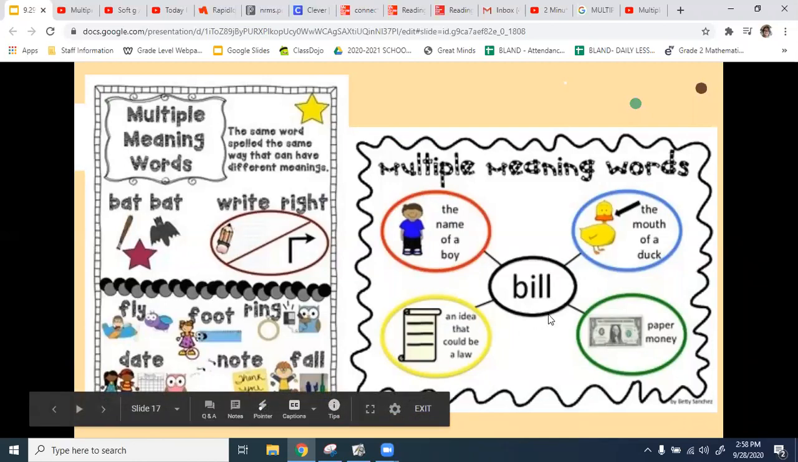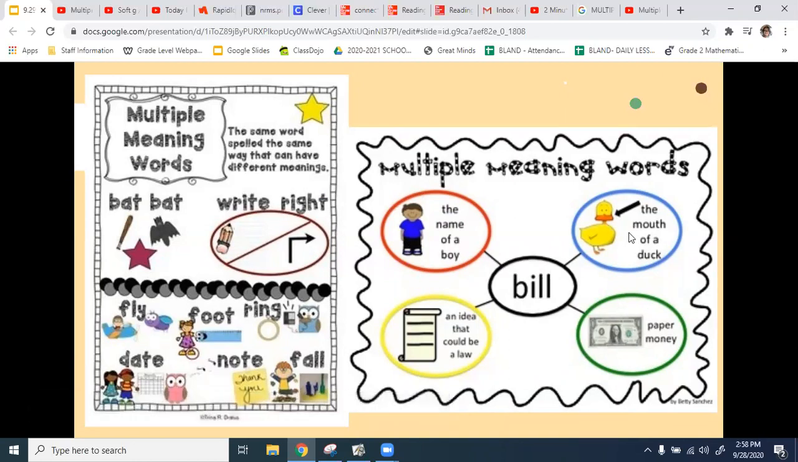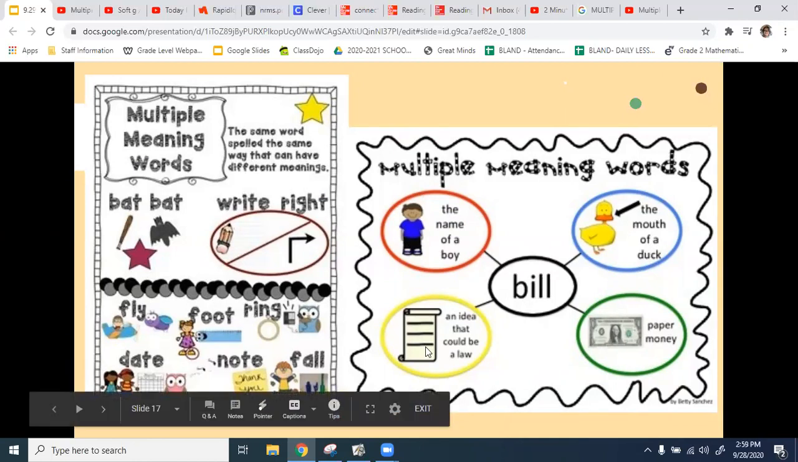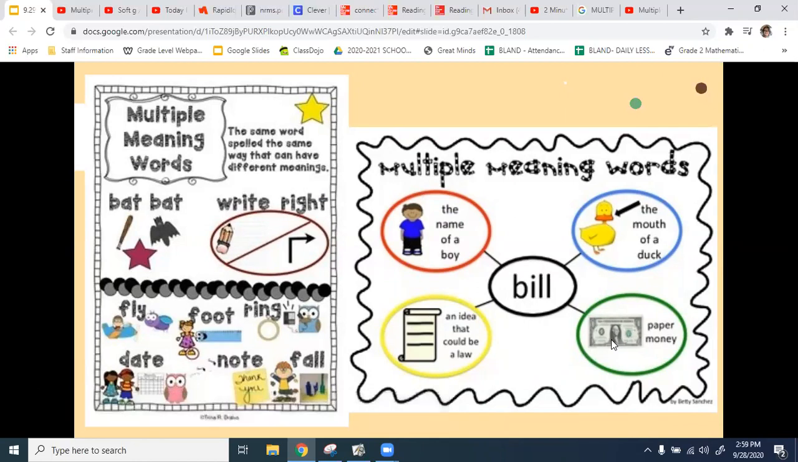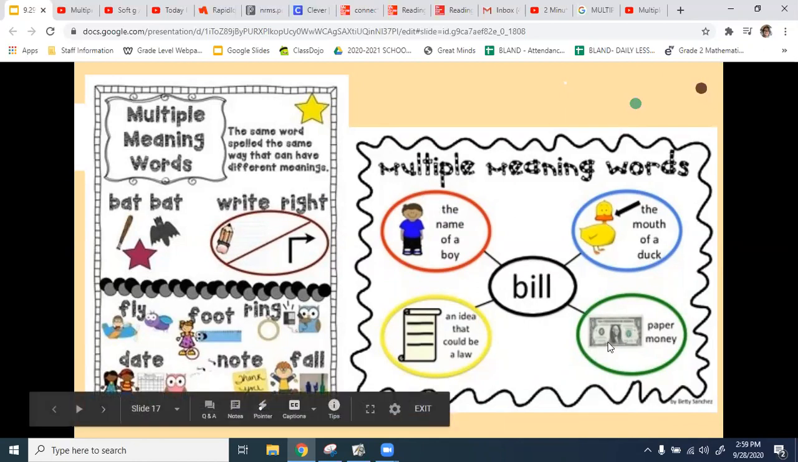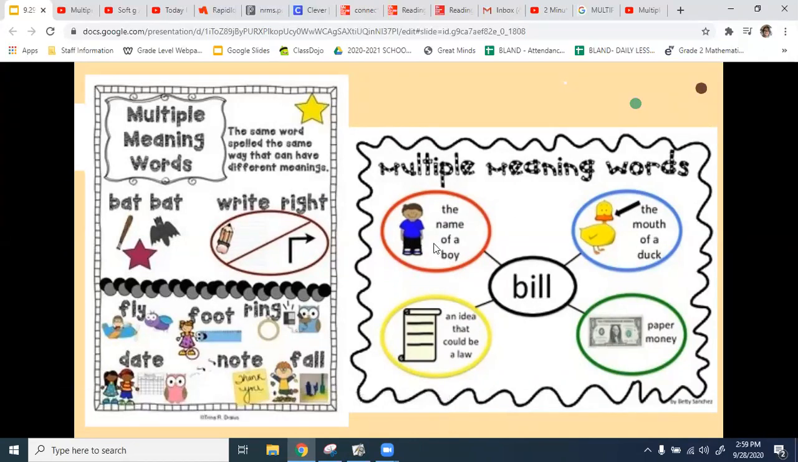This one has four meanings for the word bill. A duck has a bill on the front of his mouth. There was a boy named Bill right here. This is an idea that could turn into a law. It's a bill. And then paper money is a dollar bill. So multiple meaning word, and all of them are spelled the same way. The only difference for his name, it should be a capital B, but we already knew that.